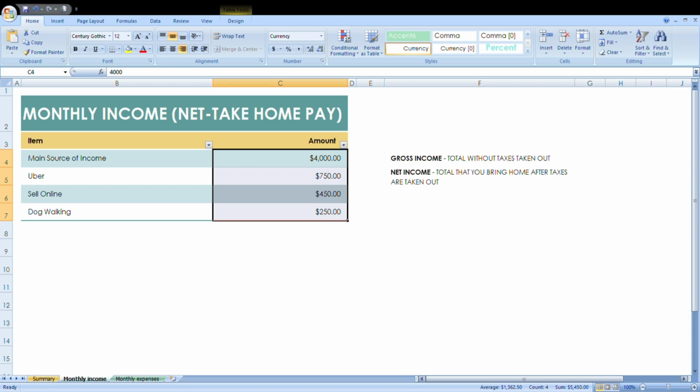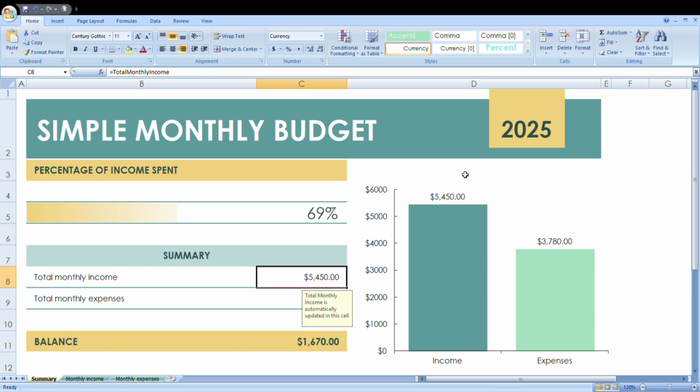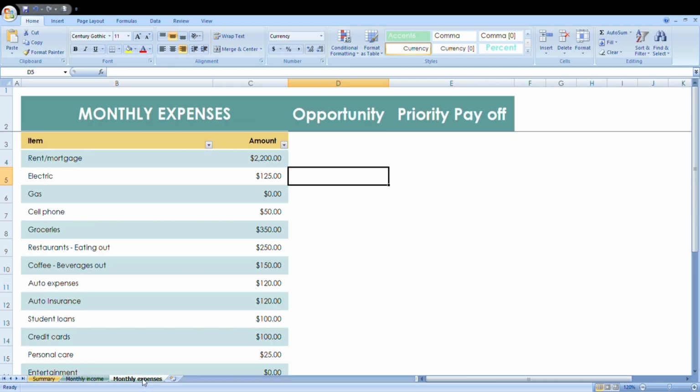It's down here on the right-hand side, right here. $5,450, which is over here, $5,450. So that's your total income. Let's go over to your monthly expenses. We're on this other tab that lists all your monthly expenses.